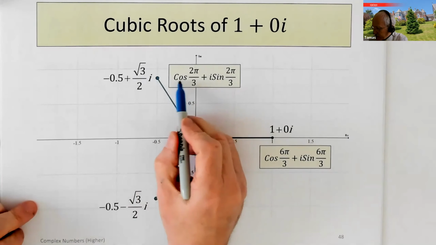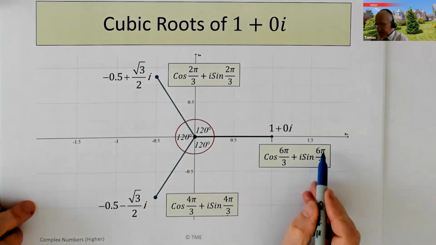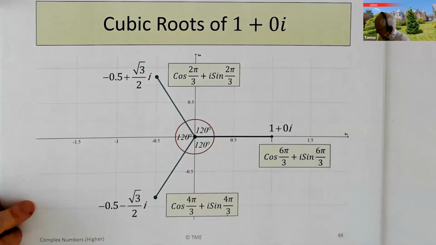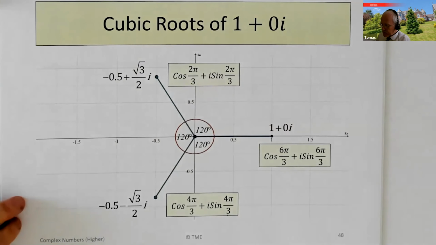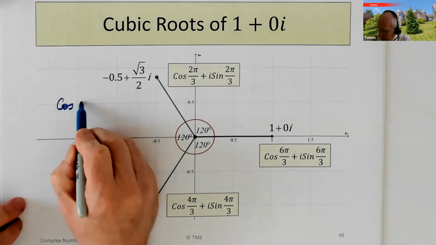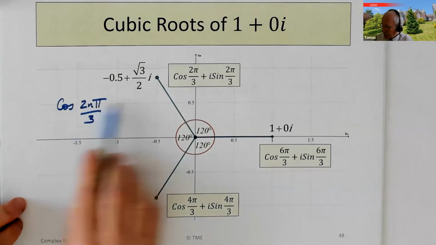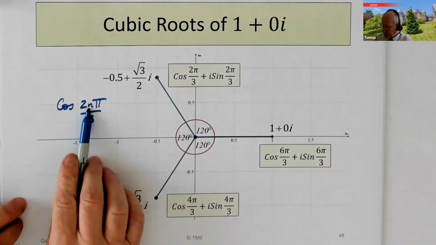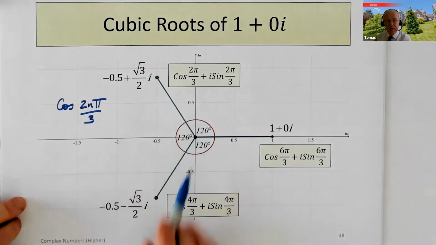Another way of writing that is cos 2 pi over 3, cos 4 pi over 3, and 6 pi over 3. So again, we're using exactly the same formula that de Moivre used in all that thinking. You just decide, you use the cos 2n pi over 3. So when n is 1, it's 2 pi over 3. When n is 2, it's 4 pi over 3. And when n is 3, it's 6 pi over 3. And there are your answers.